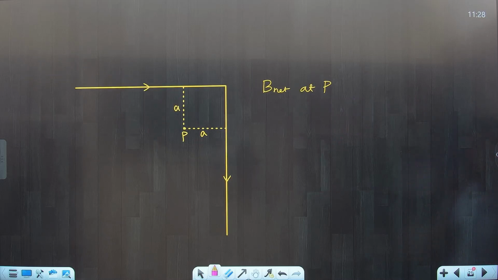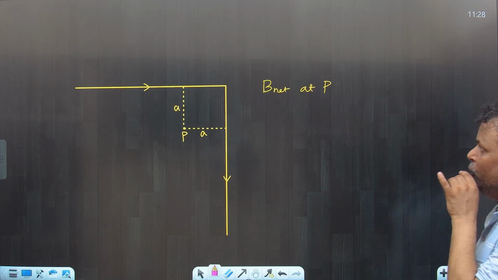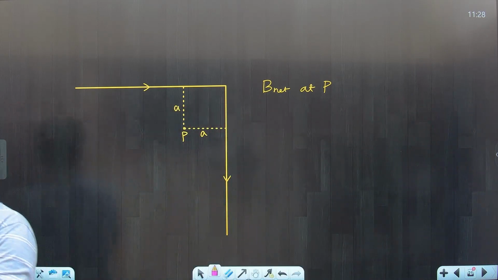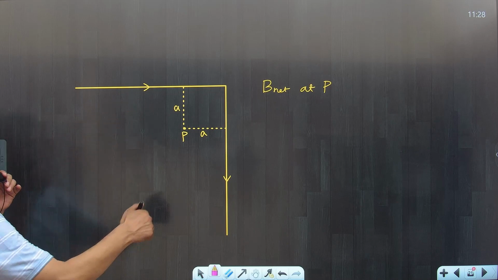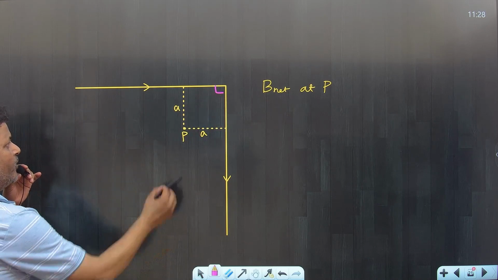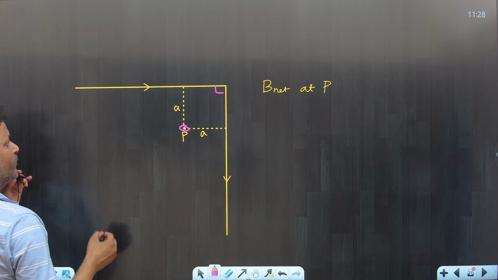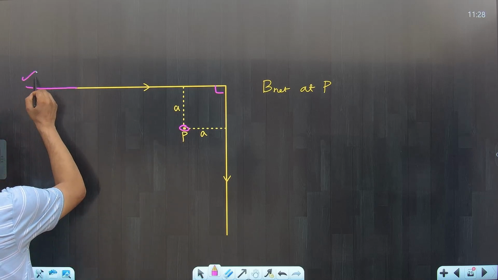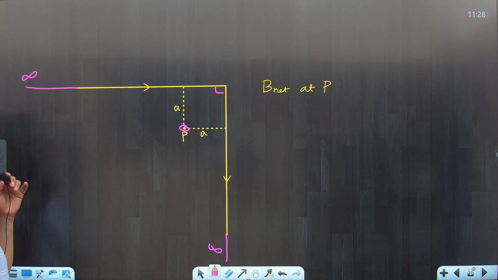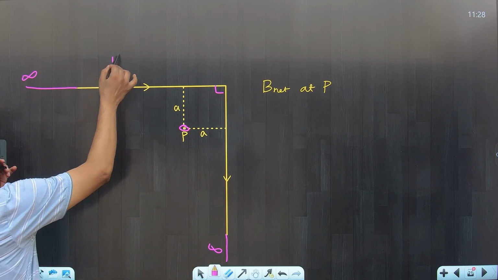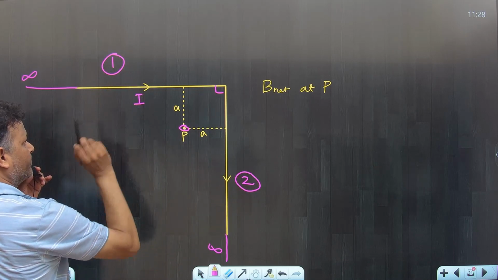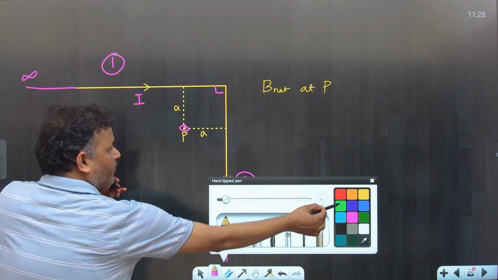Now let us discuss this problem. This is a straight, infinite, very long wire, which is bent such that the first part makes an angle of 90 degrees with the other part. You have to find the magnetic field at point P. So this is coming from infinity, this is going to infinity. So here are 2 parts. I will say first part to this conductor and second part to this conductor. Current I is flowing through this, right? So what will you say?